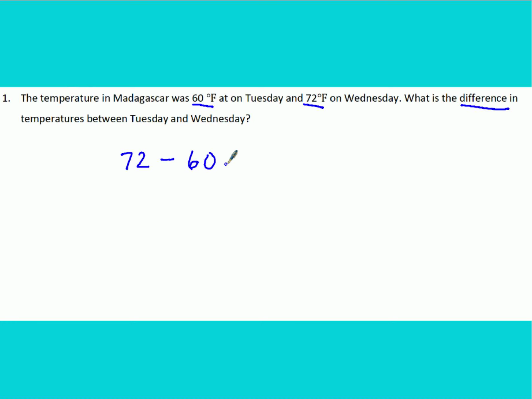So to find the difference in those temperatures, I'm going to subtract those two. Now the reason I put 72 before 60 is because I wanted to see how much it increased by, because our temperature was at 60 and then it increased to 72. So that means we added some number to that. So I need to subtract 72 minus 60. That gets me 12. So the difference in my temperatures was 12 degrees Fahrenheit.